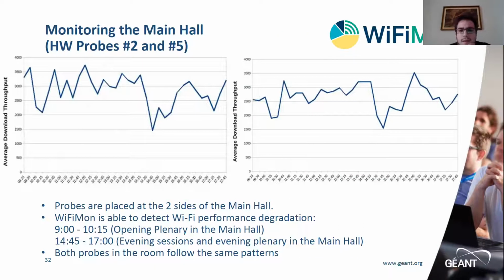These are the results from monitoring the main hall. The main hall was the room where the main sessions took place. You can see that also in this case, we were able to detect the degradation, and that both probes follow the same pattern. The probes were placed at the 2 sides of the room, the one on the one side and the other on the other extreme. And you can see that the results are similar. Of course, not identical, but similar.